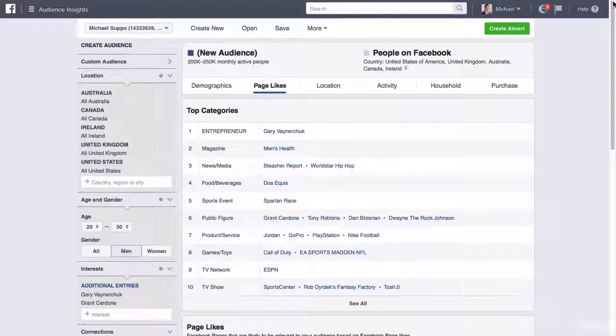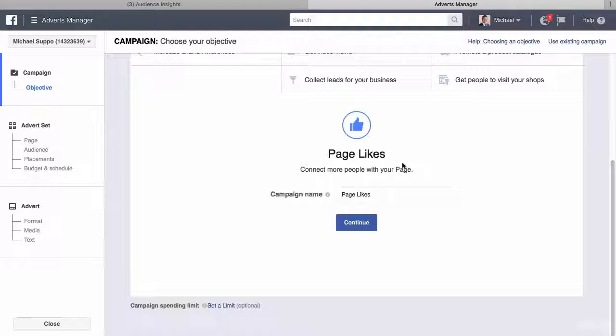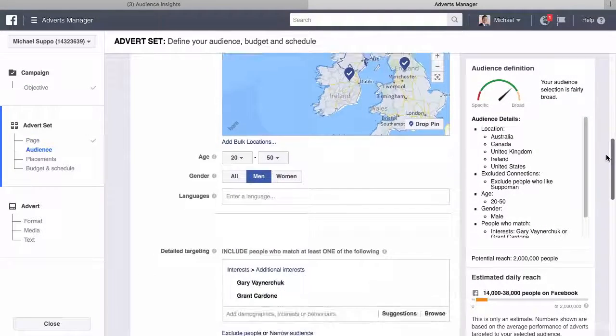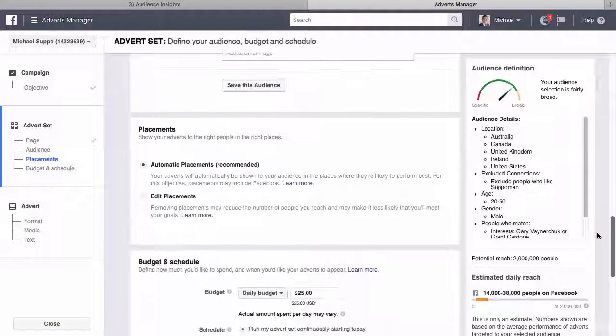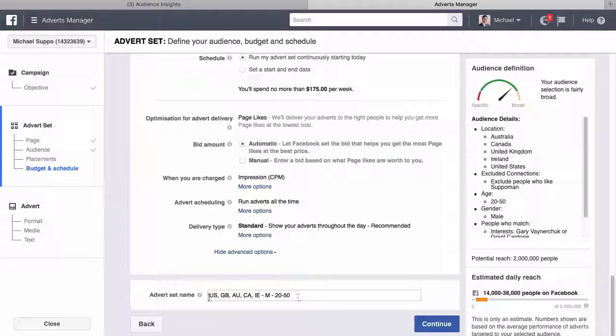So now that I've got that information, what I can do, and this is the awesome part, is go to Create Advert using the Advert Creative tool. I need to select my campaign, so promote my page, page likes, and it has automatically pre-populated that data I've just selected onto this list. Perfect. And I've got 2 million people, quite a small size. So now what I'll do is promote my page to these guys. Got it here, and what I'll put is this will be the Grant and Gary fans. And then continue.